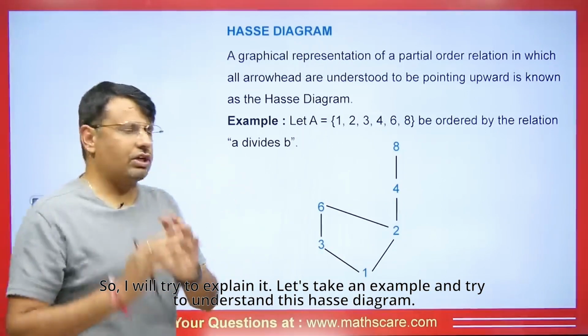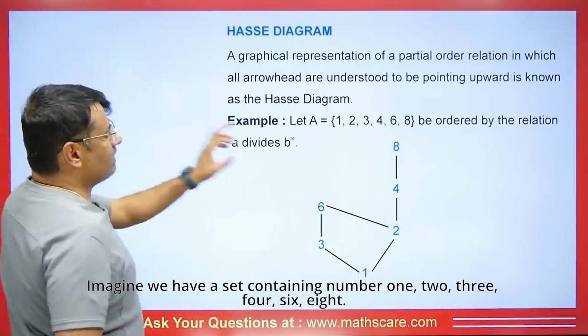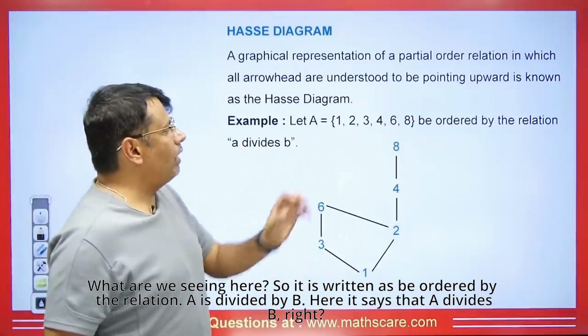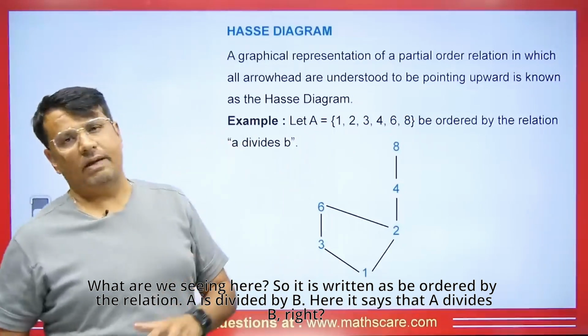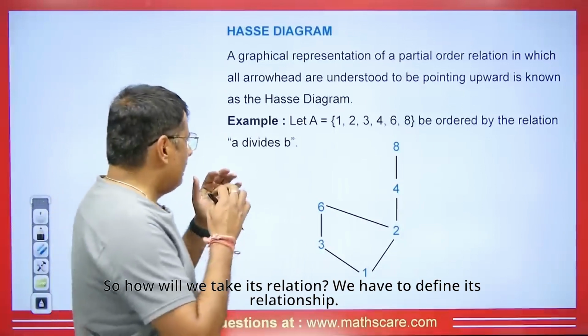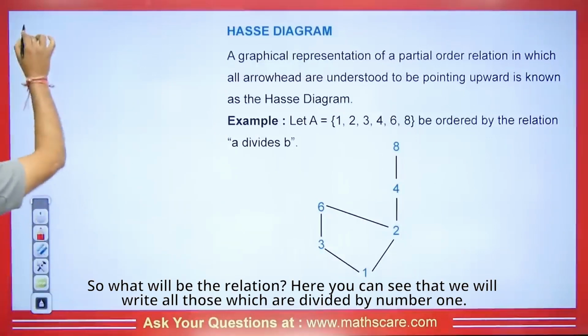Let's try to understand this with an example of what we want to say. Imagine we have a set containing the numbers 1, 2, 3, 4, 6, 8. What are we seeing here? It is ordered by the relation where a divides b. So how will we take its relation? We have to define its relationship. So what will be the relation?